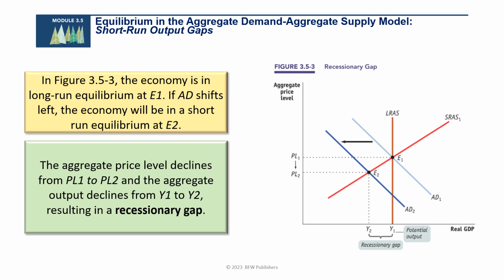Remember when we studied Okun's law, and the idea that for every 1% of cyclical unemployment, there's a 2% negative GDP gap. So unemployment has risen when we had this leftward shift in aggregate demand from AD1 to AD2. So unemployment's up, real GDP has fallen, and there's no upward pressure on price level. We would call this disinflation from P1 to P2. That, my friends, is the recessionary gap.